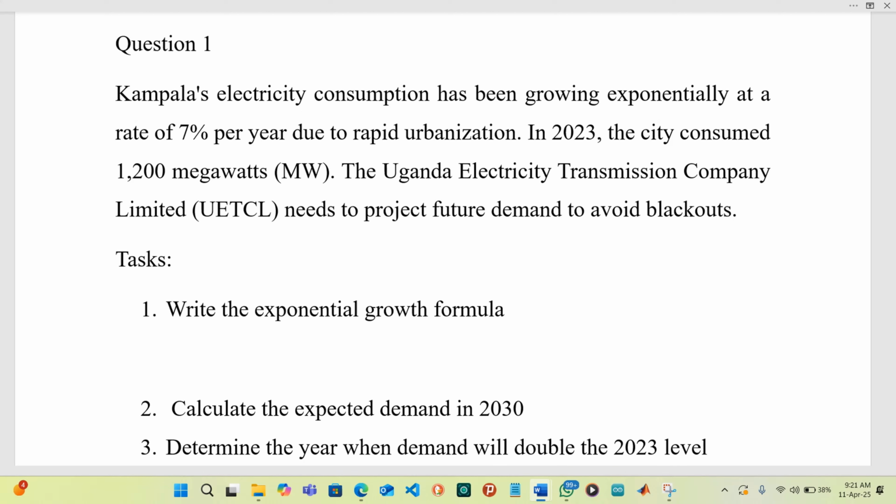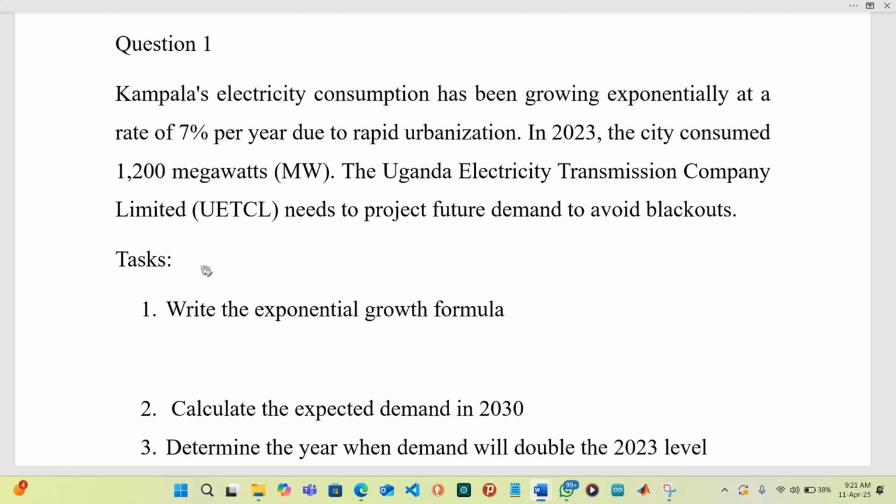Kampala's electricity consumption has been growing exponentially at a rate of 7% per year due to rapid urbanization. In 2023, the city consumed 1,200 megawatts. The Uganda Electricity Transmission Company Limited (UETCL) needs to project future demand to avoid blackouts.